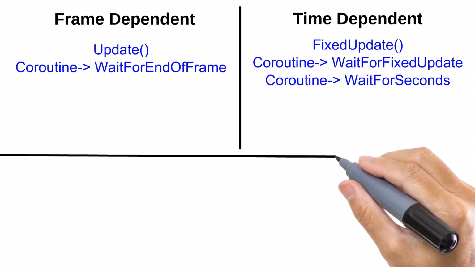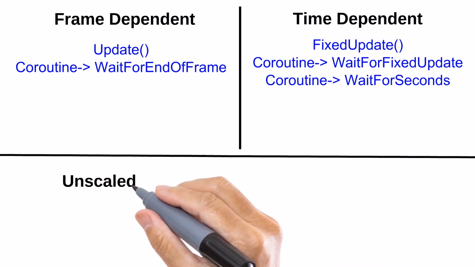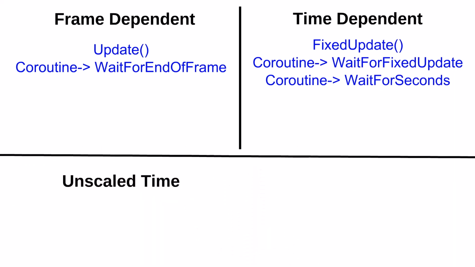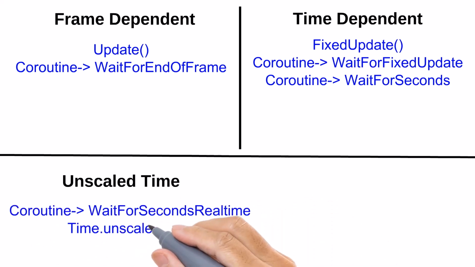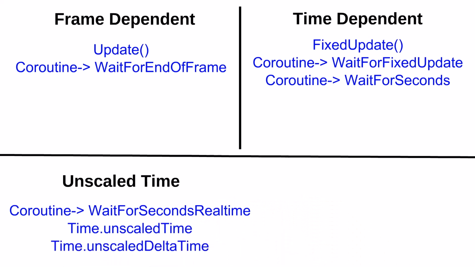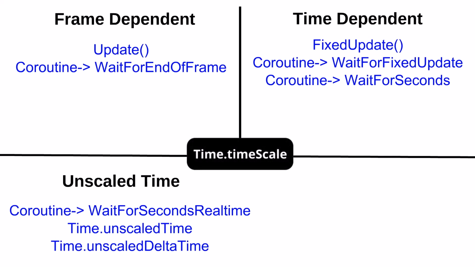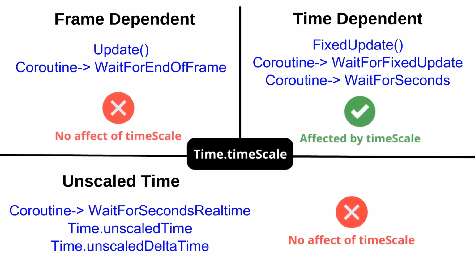There is also a concept of unscaled time that does not depend on the timescale value and acts like real time, which cannot be stopped or changed. For example, coroutine with wait for seconds real time, variables like time.unscaledTime and time.unscaledDeltaTime. Time.timescale value will only affect the functions and variables that are time dependent. Others will continue to execute normally.